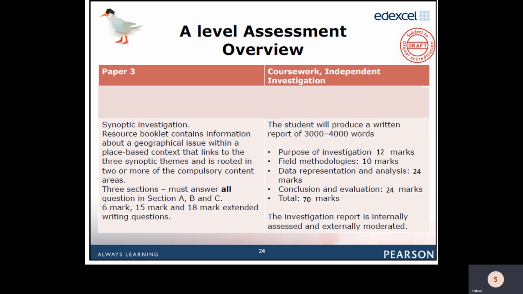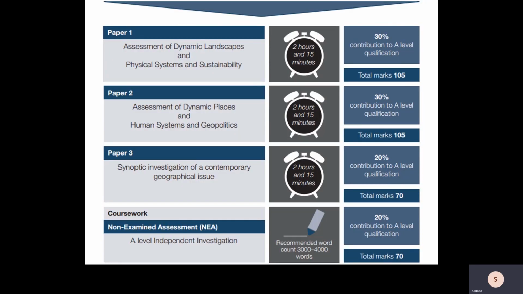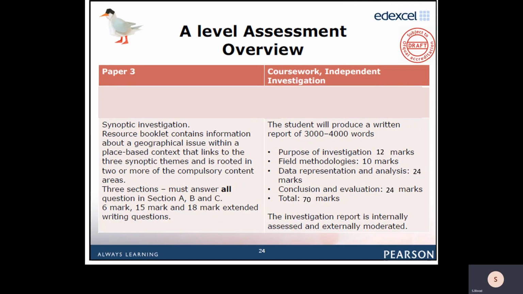With the coursework, it's 3,000 to 4,000 words, and it's broken down into the sections you can see here, which are the introduction at 12 marks, the methodology section at 10, their analysis at 24, and conclusion and evaluation, another 24 marks. It is marked internally, moderated, sent out to be marked then by external examiners, and it comprises, as I've said, 20% of their overall grades, as we can see back on this slide here.